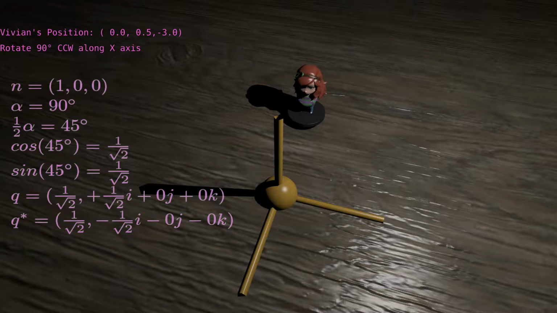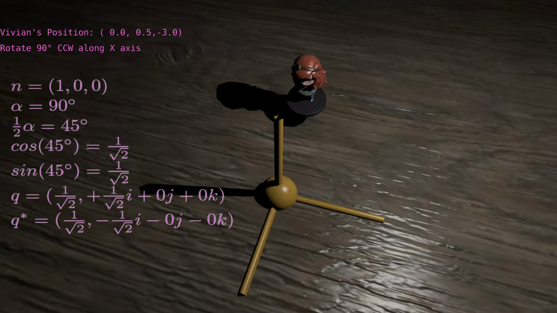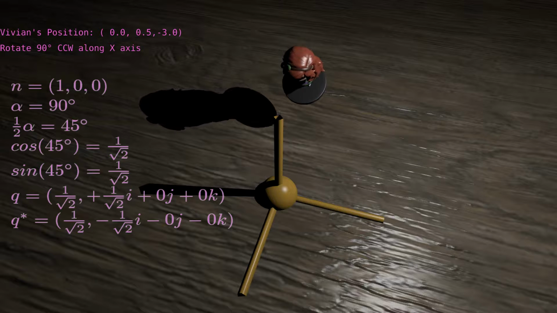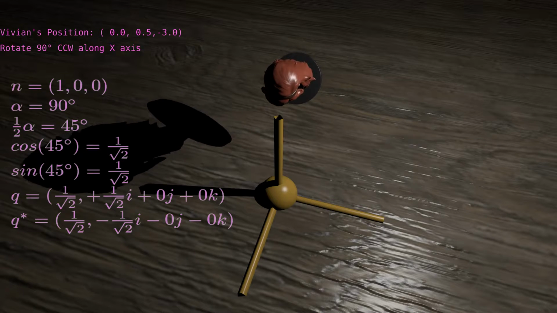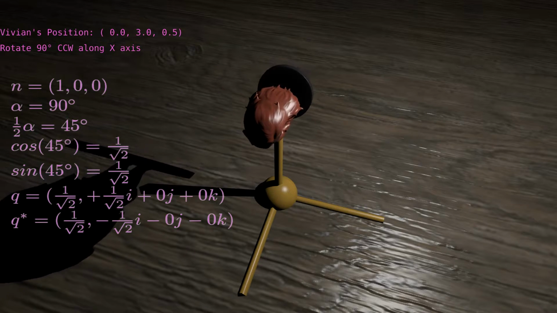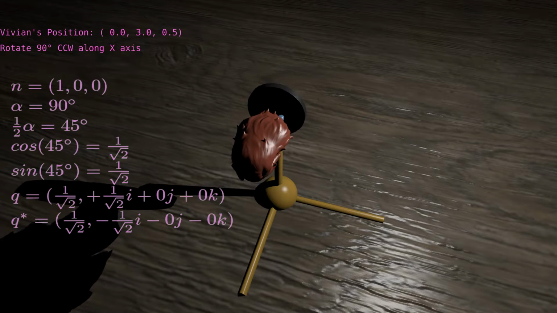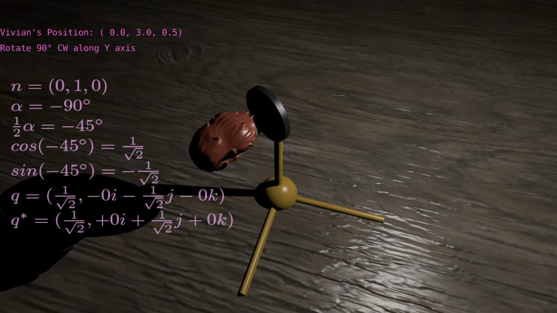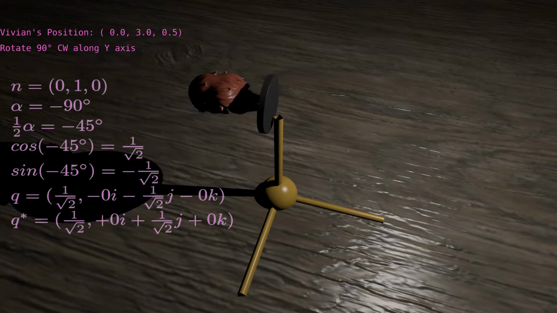You start out with Vivian in her original position, and then perform a counterclockwise turn along the x-axis. Now that she's hovering at the right height, we merely need her to face the right direction. A single clockwise turn along the y-axis fixes that issue.